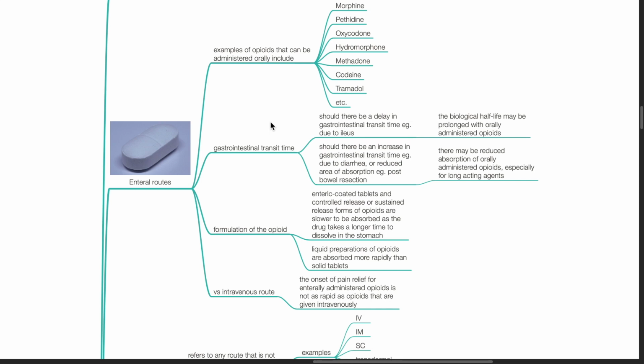The formulation of the opioid. Enteric-coated tablets and controlled-release or sustained-release forms of opioids are slower to be absorbed as the drug takes a longer time to dissolve in the stomach. Liquid preparations of opioids are absorbed more rapidly than solid tablets. The onset of pain relief for enterally administered opioids is not as rapid as opioids that are given intravenously.